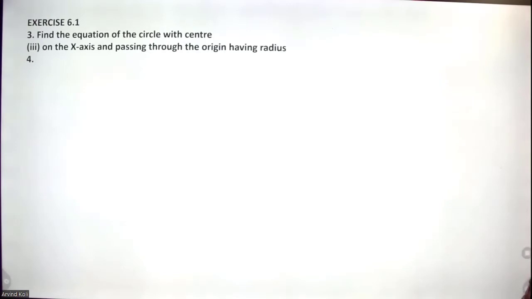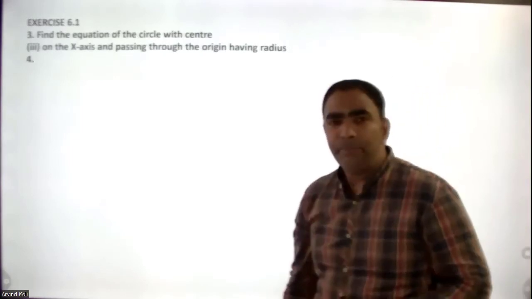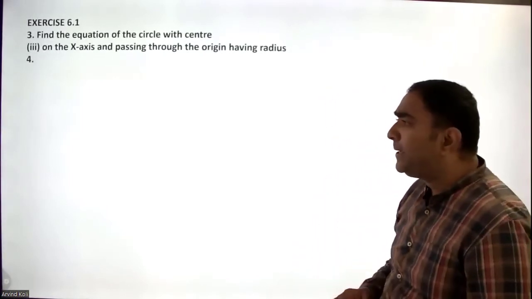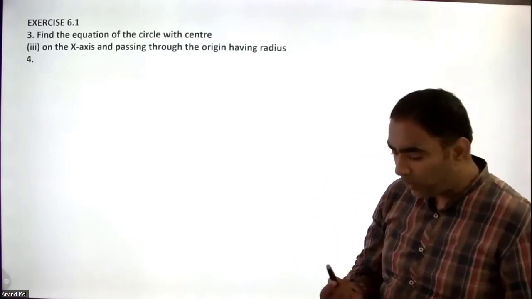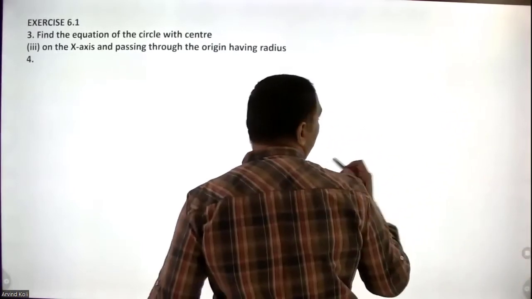Next, find the equation of the circle with center on the x-axis and passing through the origin, having radius equal to 4. Okay, so first let us draw the figure and understand exactly how this circle will be.